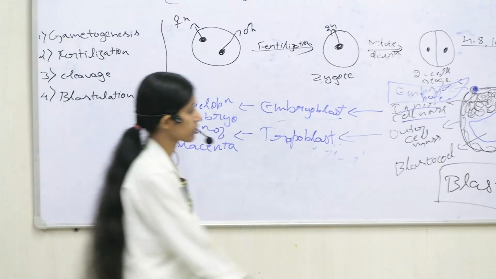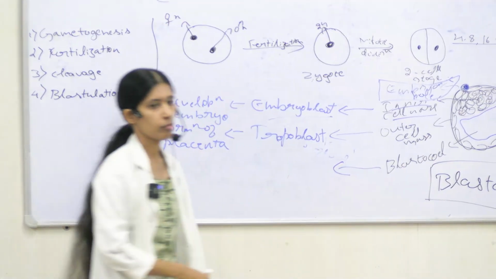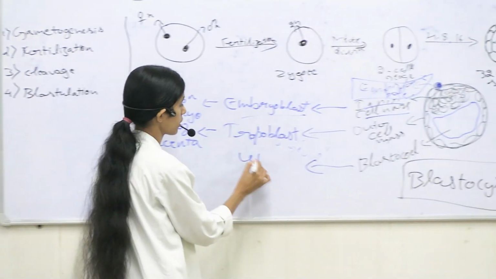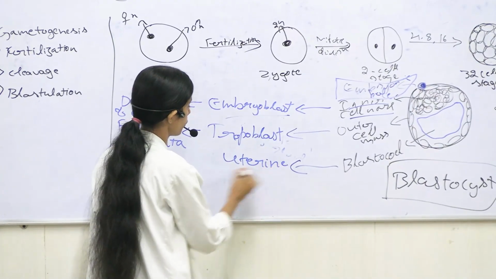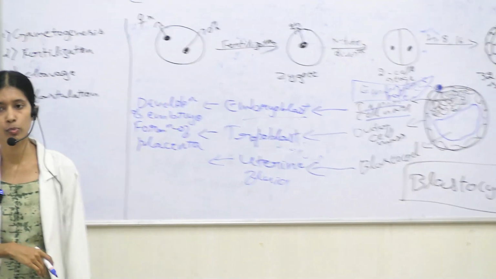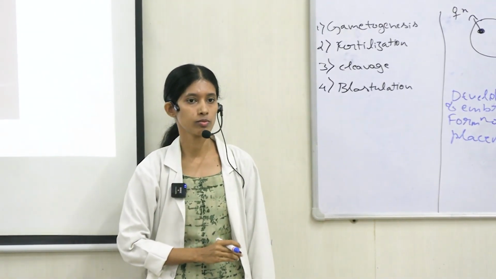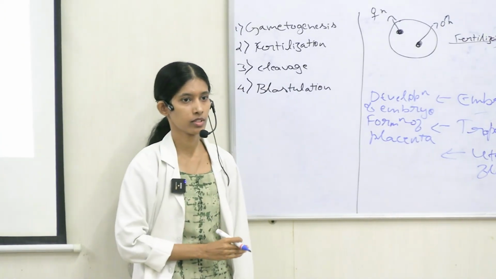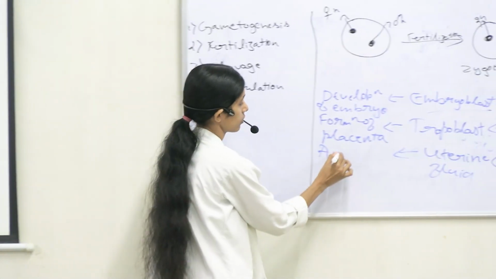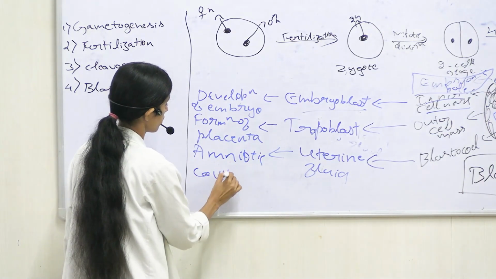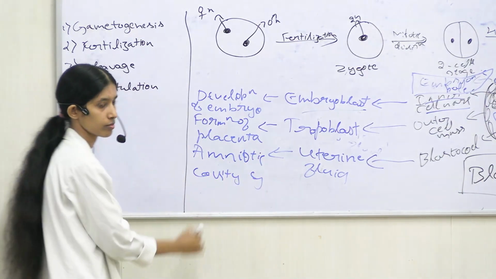Next, the blastocele. The blastocele is filled with the uterine fluid, and it will give rise to which part? It will give rise to the umbilical vesicle, amniotic cavity and yolk sac.